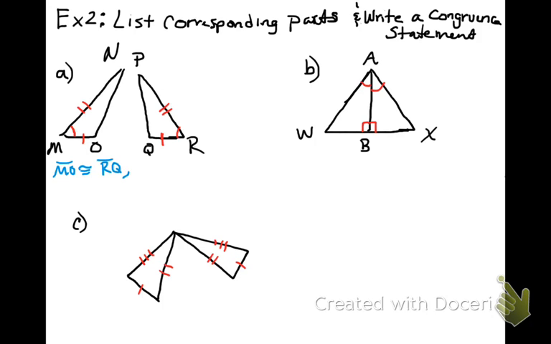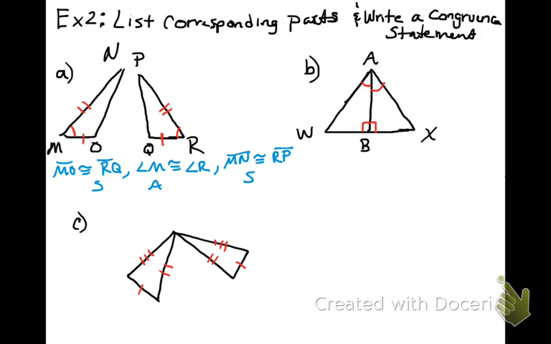And then I'm going to put the angle because it's right next to MO. So it's going to be angle M is congruent to angle R. And then last sides, you have MN is congruent to side RP. Now if I looked, I have a side, an angle, and a side. So they are equal to each other by side, angle, side.